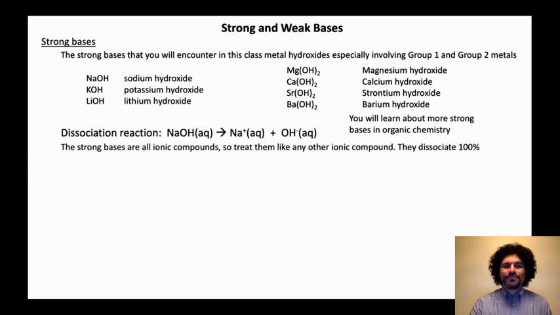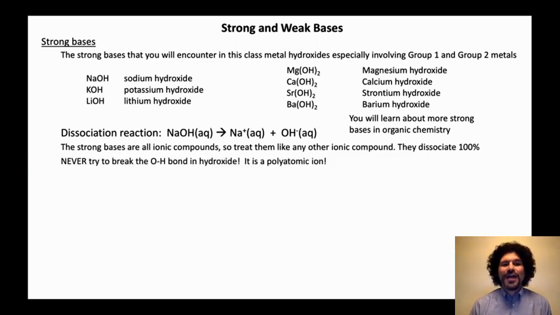for this class. So the dissociation reaction of a strong base, NaOH becomes Na plus and OH minus. So we actually saw that on the first slide. The strong bases are all already ionic compounds. So just treat them like any other ionic compound. They're going to dissociate 100%. But never try to break the OH bond in a hydroxide because hydroxide is a polyatomic ion and the polyatomic ion has to stay intact.